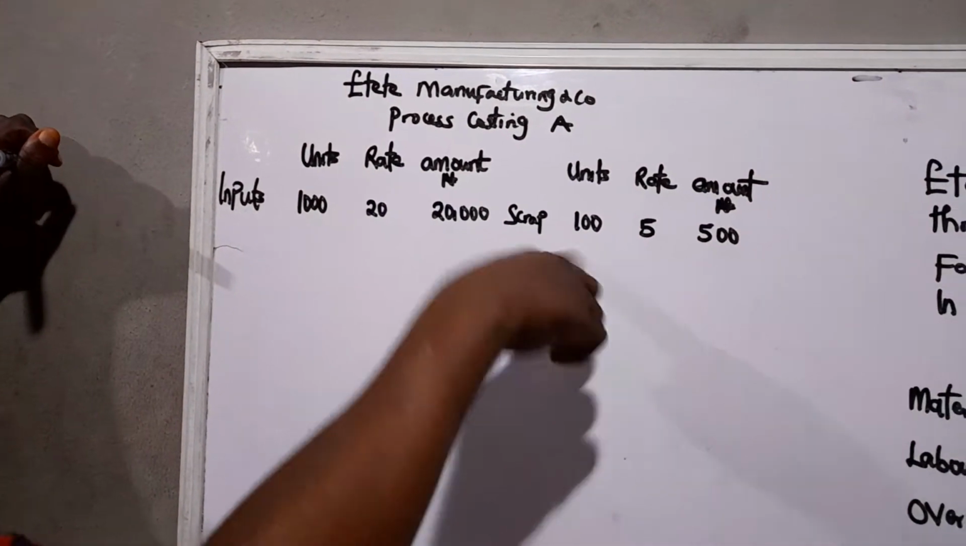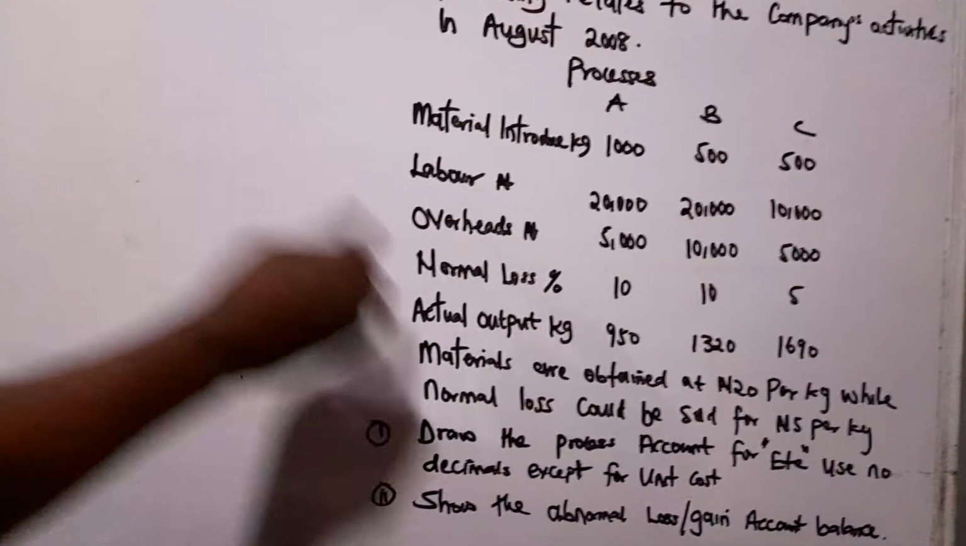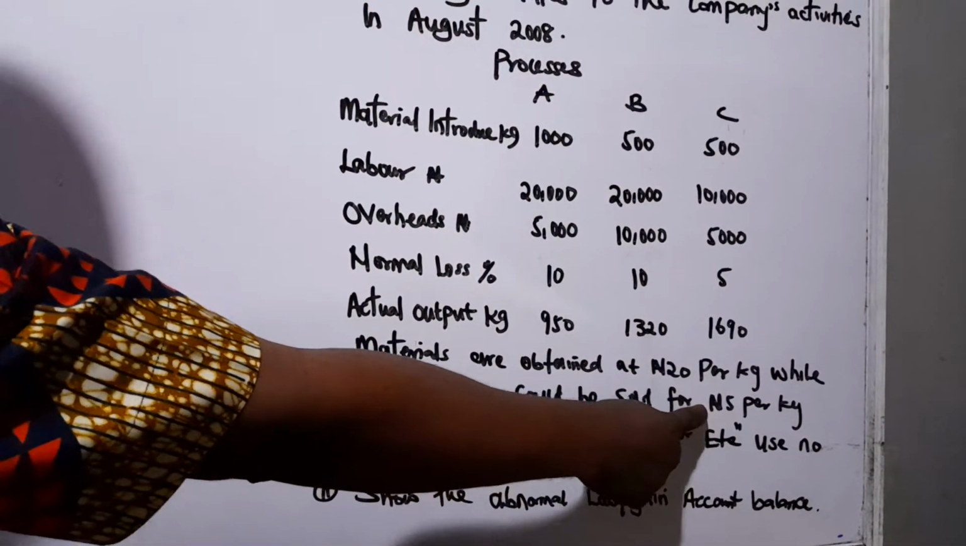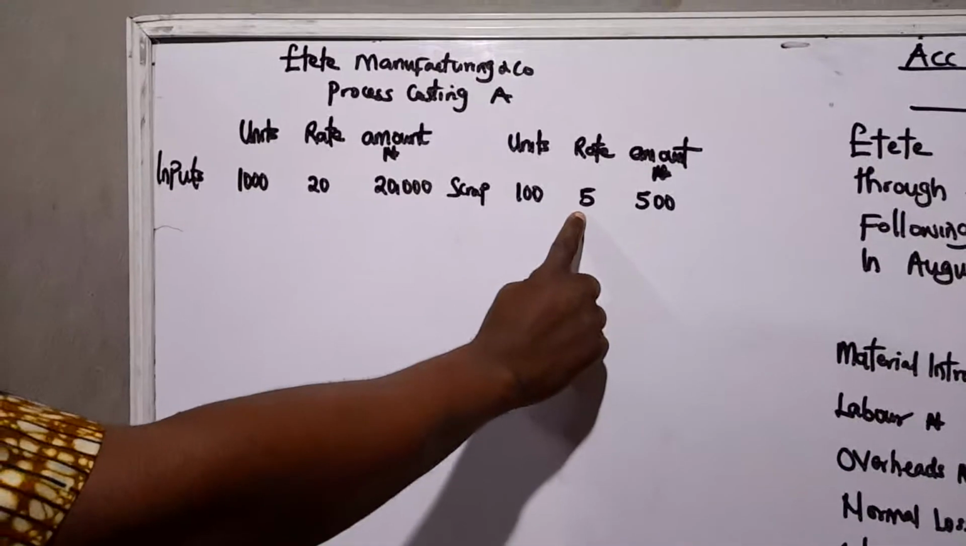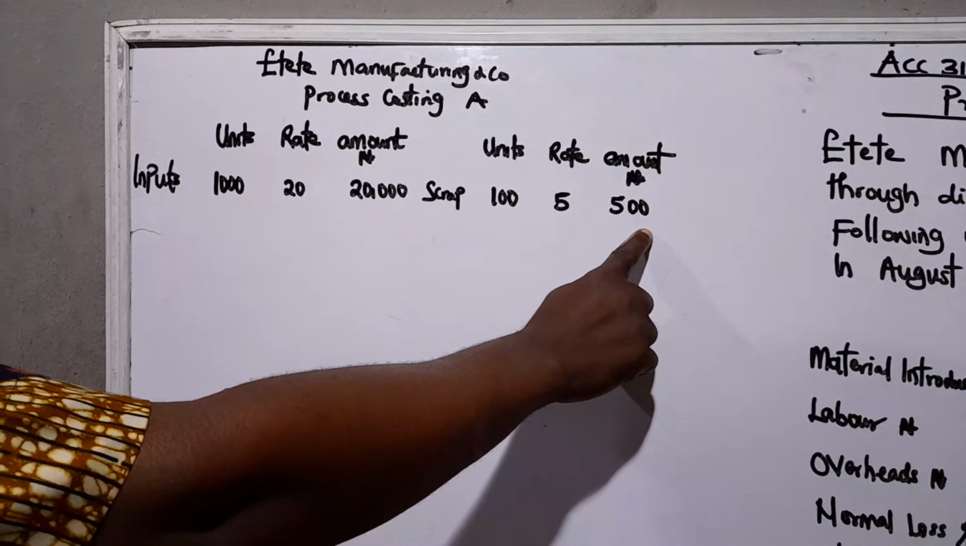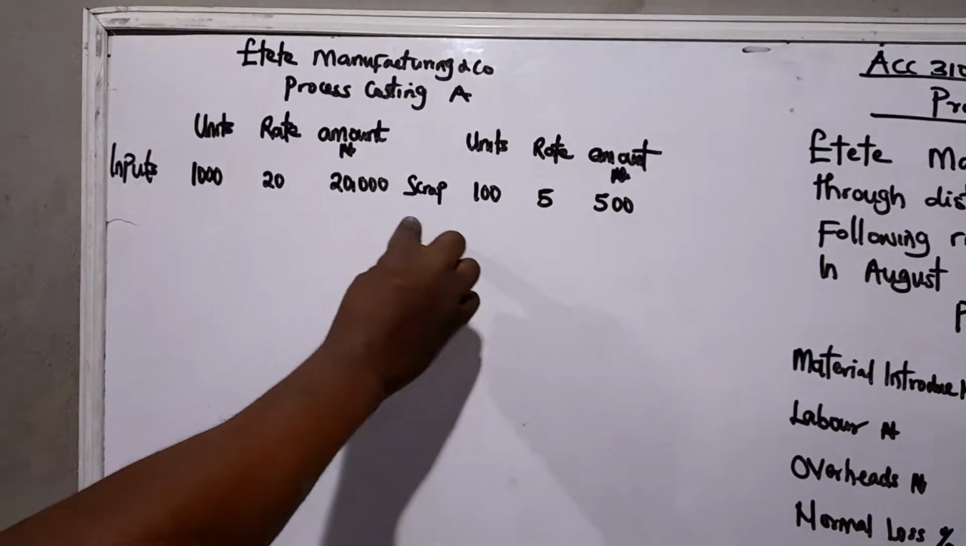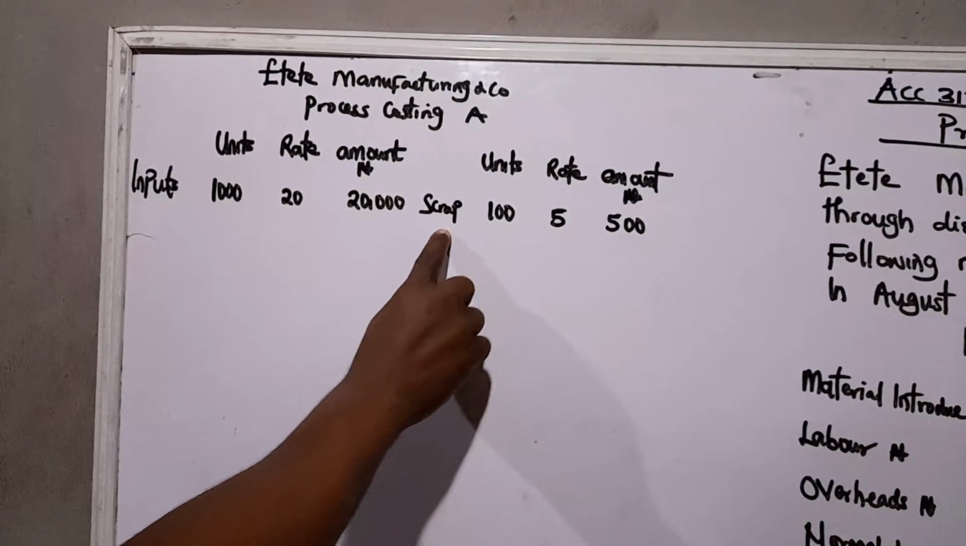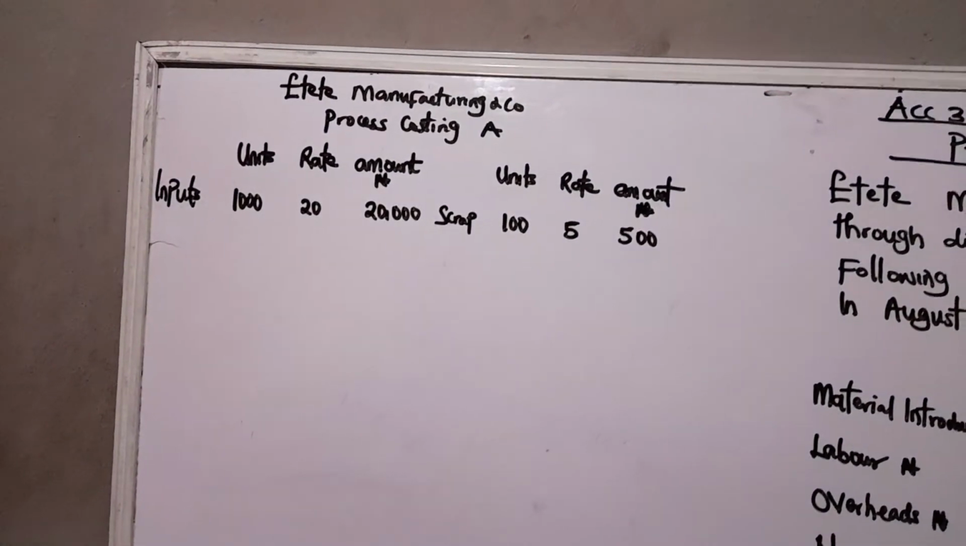100. But we are told that the normal loss was converted to scrap. So it was sold for 5 naira. This is the 5 naira here. I'll bring this 5 naira to this side. So that gives me 500. If it had not been sold, it would still remain as normal loss. But this one was converted to scrap.